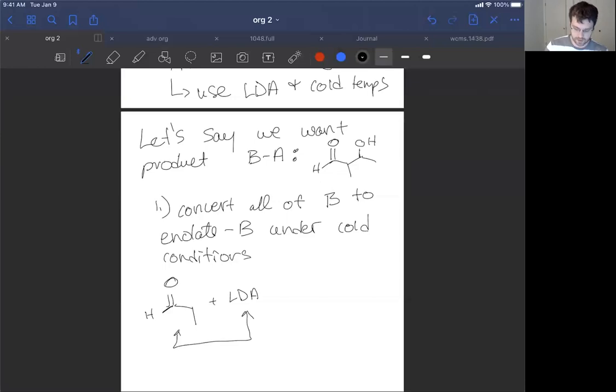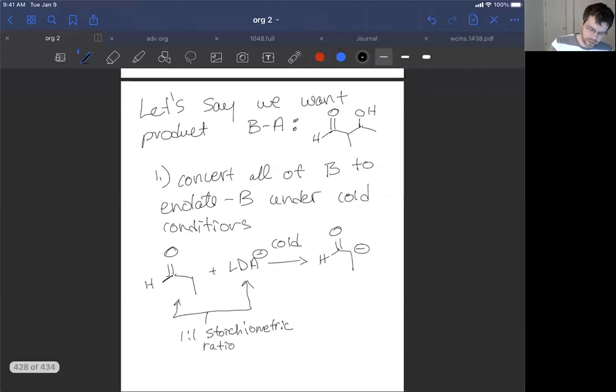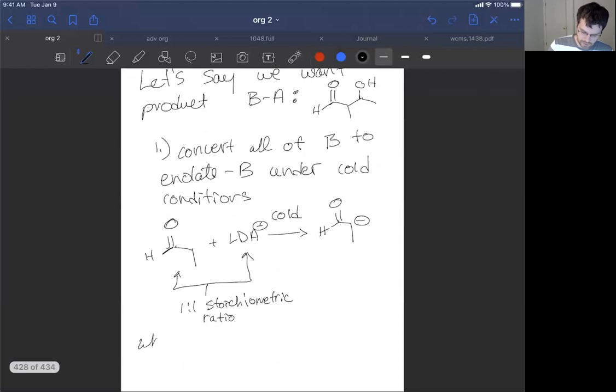Okay, so we're going to do a 1-to-1 stoichiometric ratio. There's no reason to abbreviate stoichiometry. So LDA is going to mix with this molecule in a 1-to-1 ratio, and we're going to keep this cold. How cold? It depends. You go in the lab, figure it out. Okay, why cold? I keep emphasizing this, but why cold?